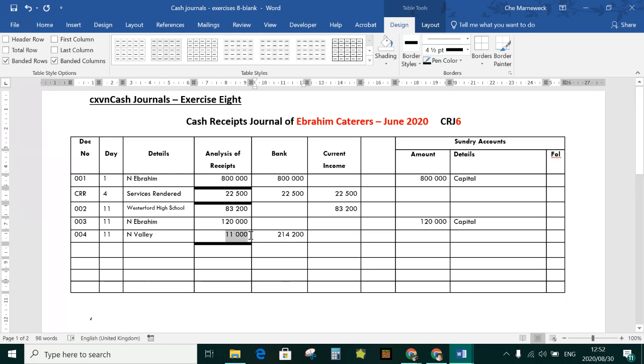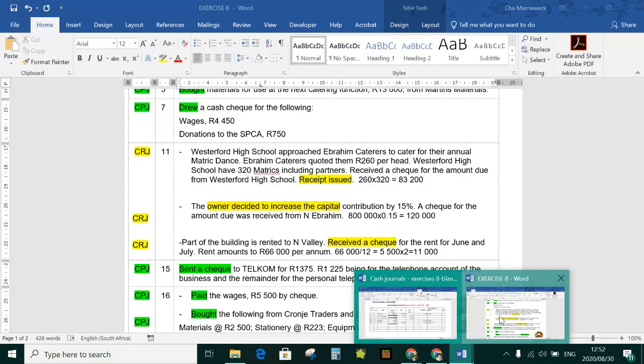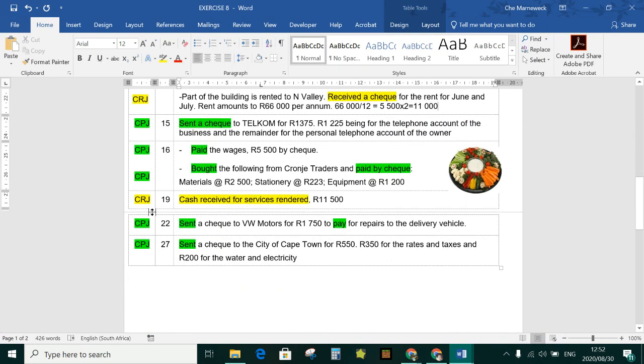What is that 11,000 for? It's for rent. So it's going to go in sundry. If we receive money, would that be an income or an expense? Hopefully, you know that's an income, so it's rent income, not rent expense. We are receiving money in the cash receipts journal. We then have a look and see, are there any more transactions for the cash receipts journal? Yes, there is. Day 19, cash received for services rendered.